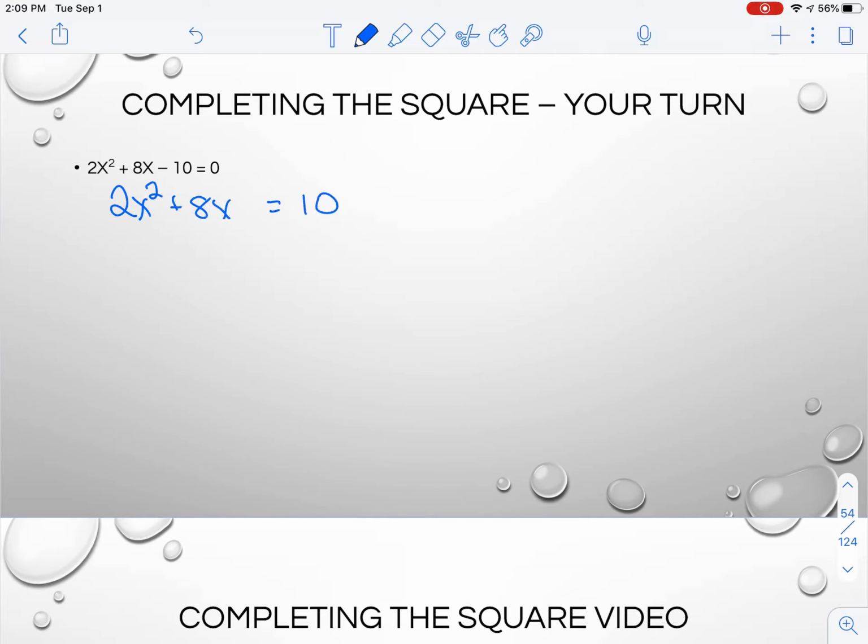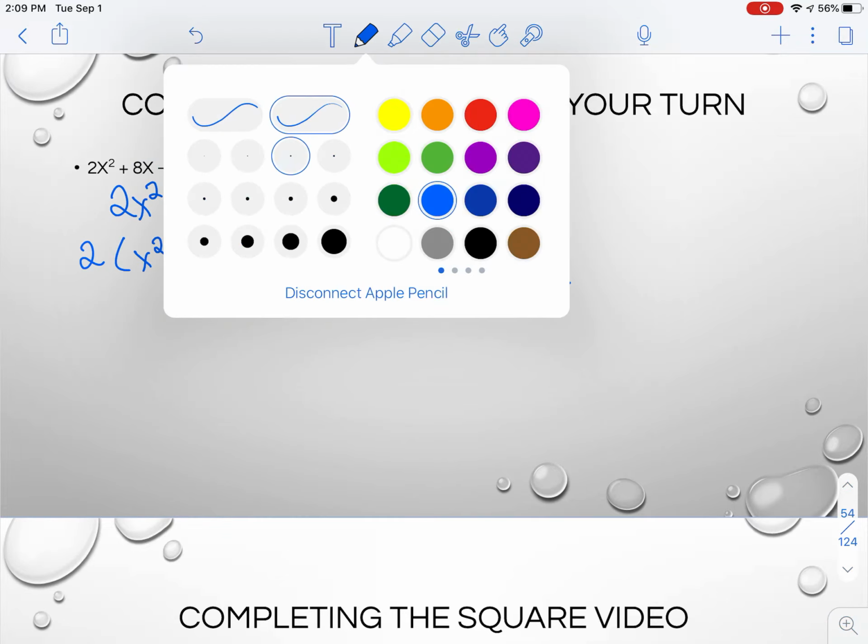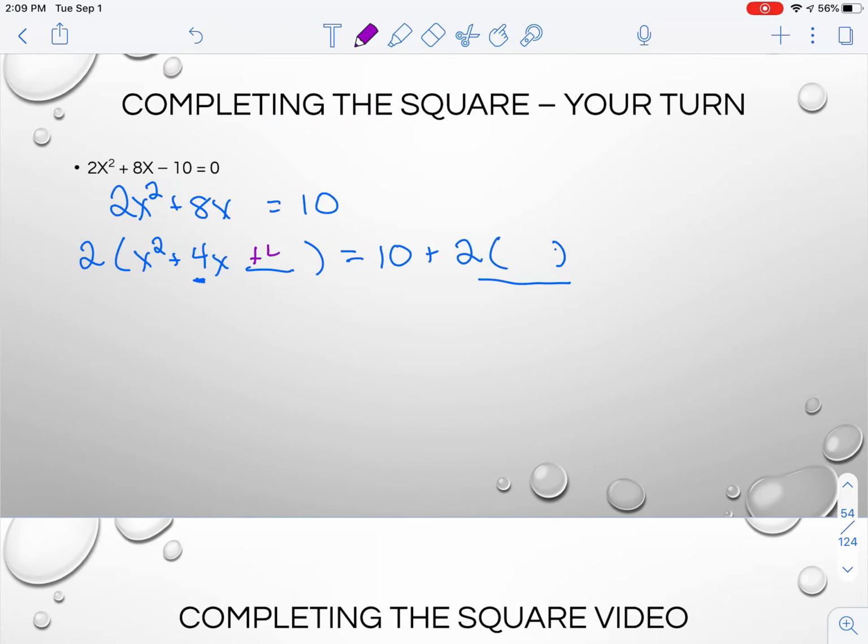Move my C term over, make my coefficient 1, which means I need to factor out a 2. You can see that this is nice when it divides evenly. And because my a value on the left is 2, whatever I get, my b divided by 2 squared term to add to both sides, I have to multiply that by 2 as well. All right. So here my b term is 4, so 4 divided by 2 is 2. 2 squared is 4. So I'm going to add 4 here and put 4 there.